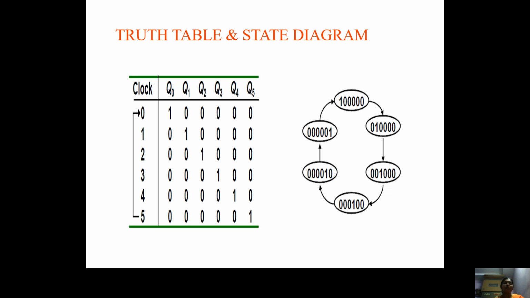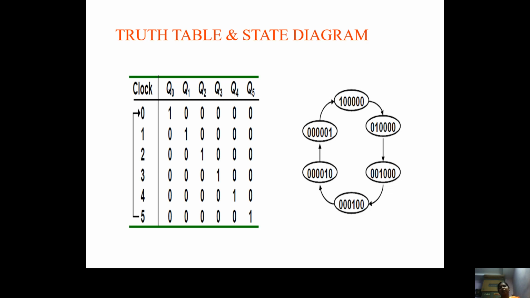Since it is a D flip-flop, the same value is going to be transmitted. If we apply D as 1, the same output is obtained at the output. If we apply 0, 0 is going to be produced. So these are the states, 6 states. Initially 1, 0, 0, 0, 0, 0, next 0, 1, 0, 0, 0, 0, next 0, 0, 1, 0, 0, 0, next 0, 0, 0, 1, 0, 0, next 0, 0, 0, 0, 1, 0, next 0, 0, 0, 0, 0, 1.